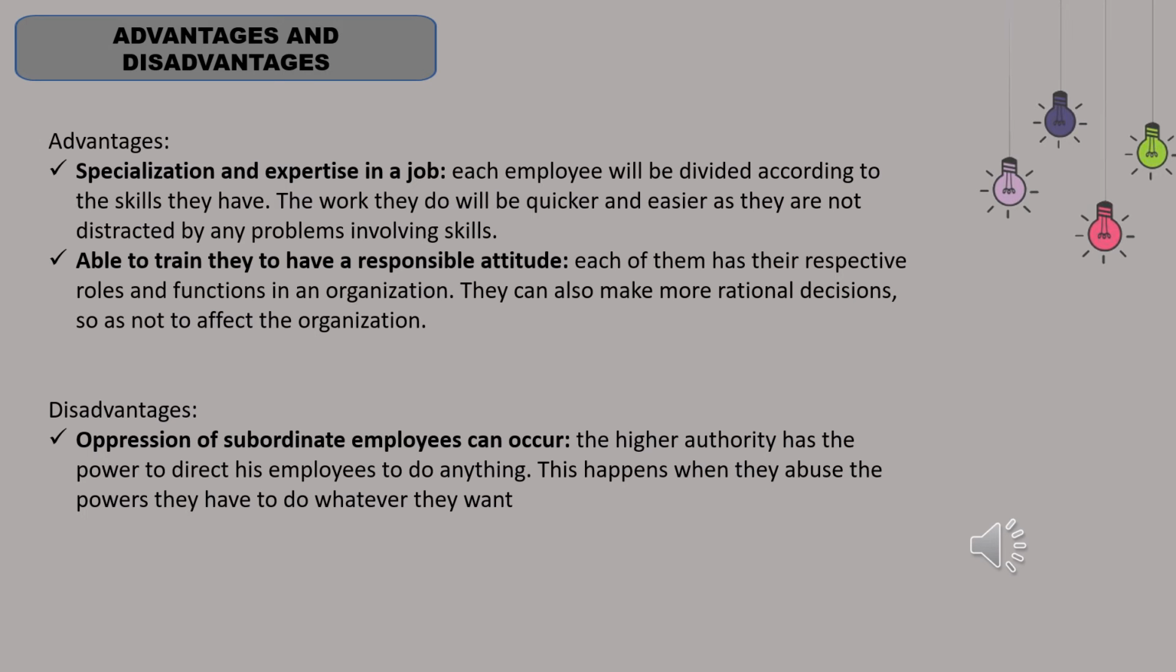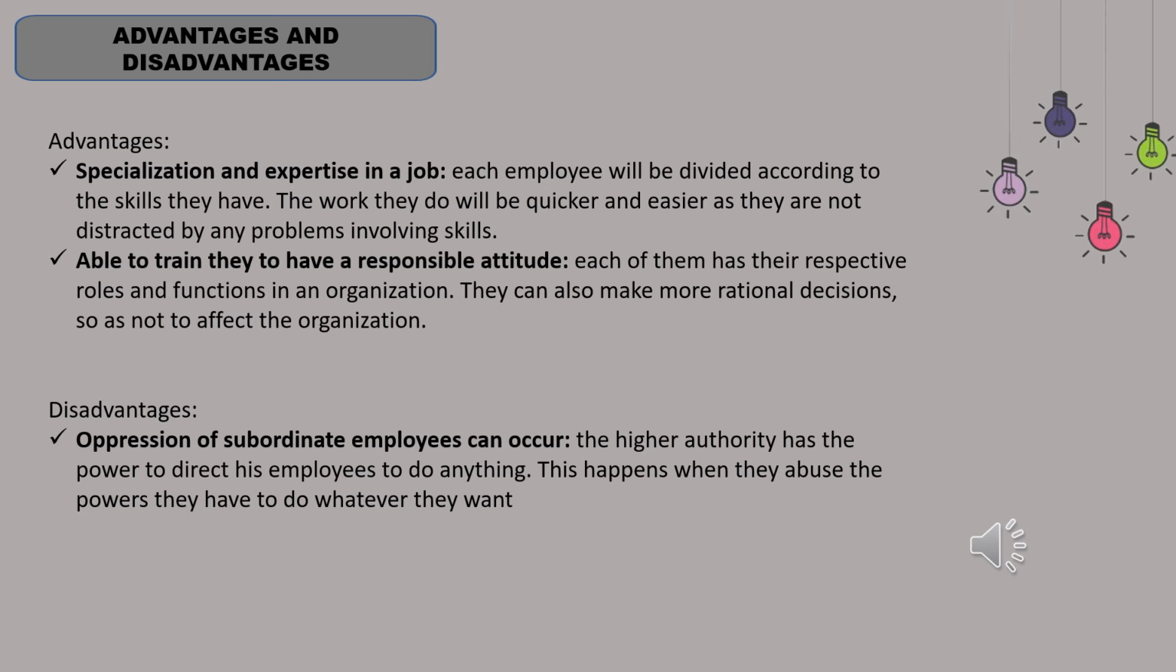For the next slide, we will look at the advantages and disadvantages. The advantages of bureaucracy are that there is specialization and expertise in a job because each employee will be divided according to the skills they have. The work they do will be quicker and easier as they are not distracted by problems involving skills. Next, the second one is that they will be trained to have a responsible attitude because each of them has their respective roles and functions in an organization. So they can also make more rational decisions so as not to affect the organization.